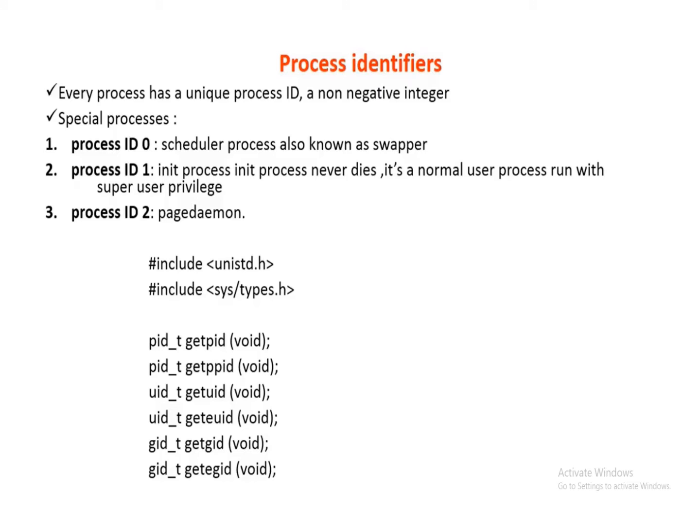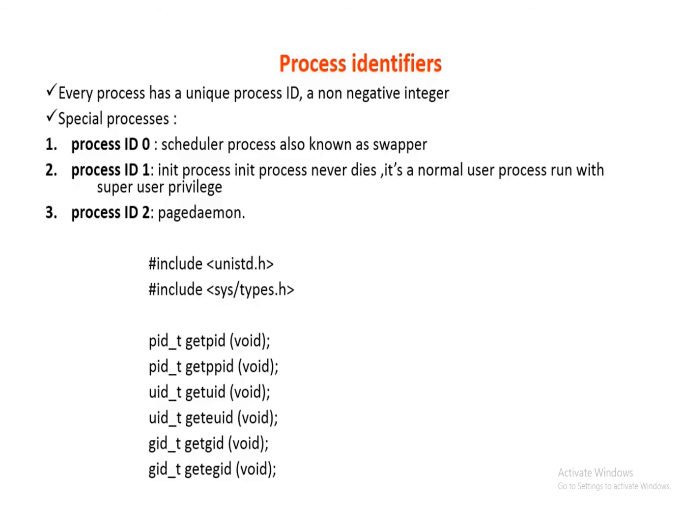There are some special processes. Process ID 0 is the scheduler. Next is process ID 1, the init process. The init process is never going to die. It's a normal user process run with superuser privileges. Then the third one is process ID 2, the page daemon.